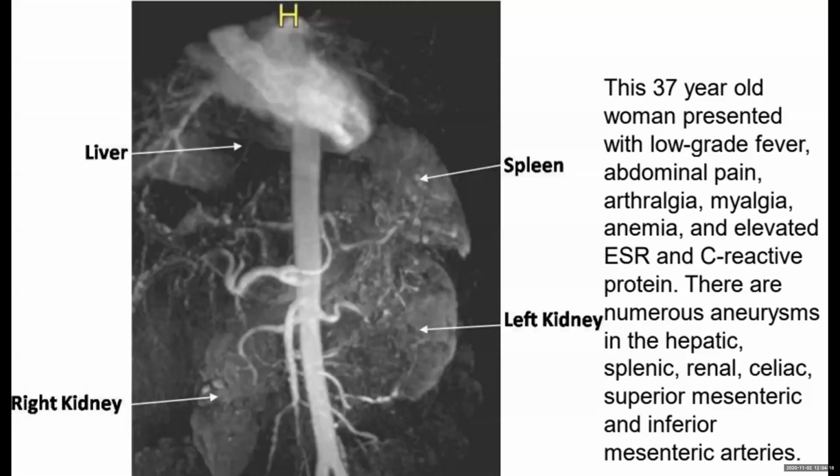So if you were to do an angiogram of the abdomen, you can see that this large organ here is going to be the liver, and then you're going to see the distal aorta, and it's branching with the spleen here, and then it's going to branch to your left and your right kidneys.